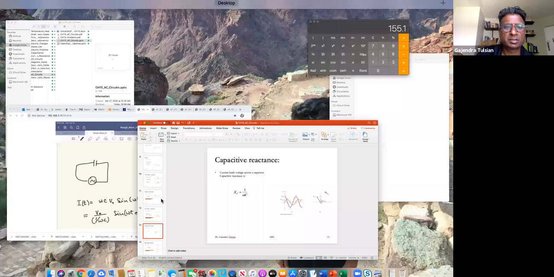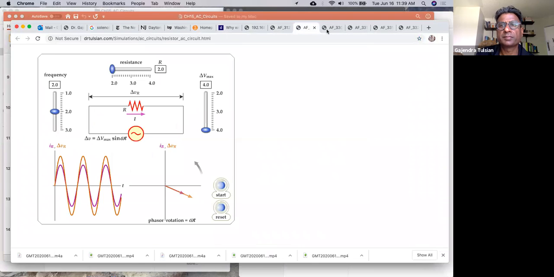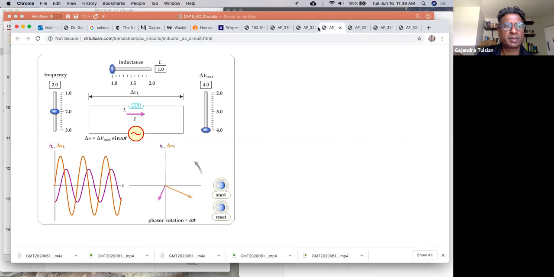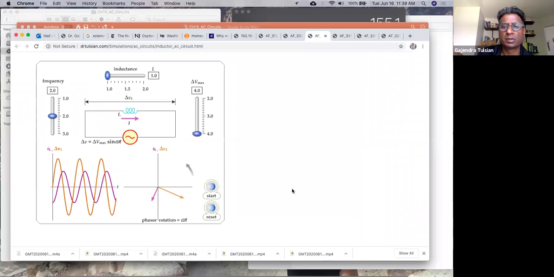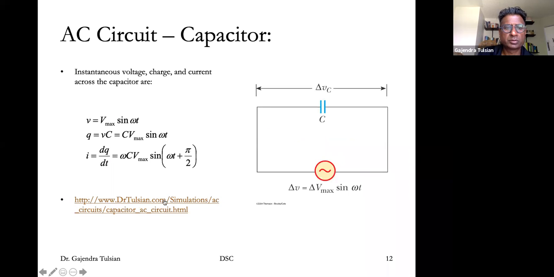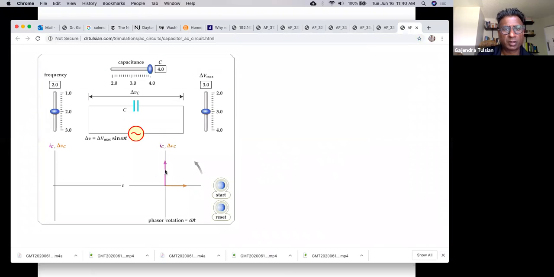So let's look at that simulation. Here was the inductor. Let's show you the capacitor. The current is ahead of the voltage phasor by 90 degrees.